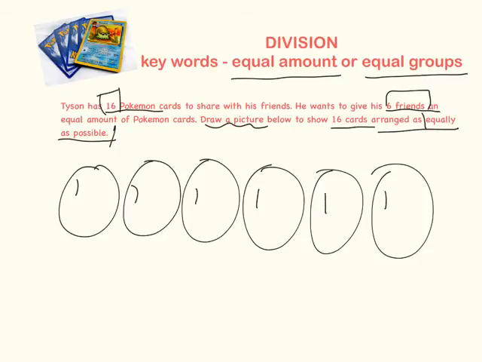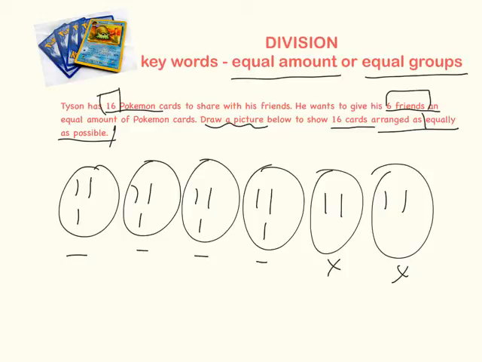Give them another one, 7, 8, 9, 10, 11, 12, 13, 14, 15, 16. And you'll notice what happened is that we have 2 friends out here who got 2 Pokemon cards, and these 4 friends each got 3.